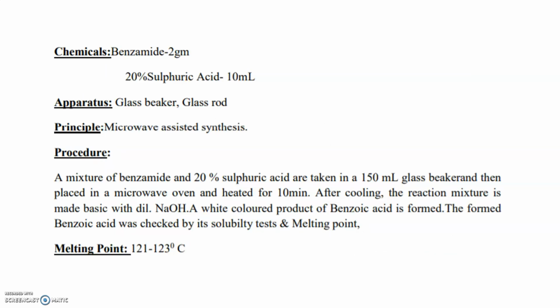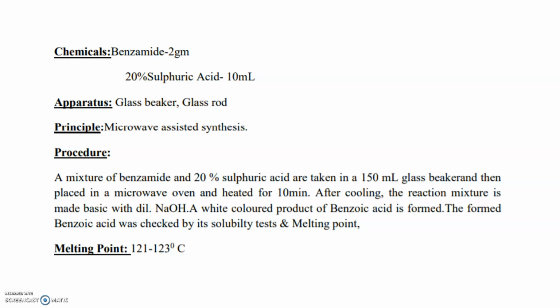Now, what is the procedure? I will talk briefly on the procedure. A mixture of benzamide and 20% sulfuric acid is taken in a 150 milliliter glass beaker and then placed in a microwave oven and heated for 10 minutes. So 10 minutes. After cooling, the reaction mixture is made basic with dilute sodium hydroxide.